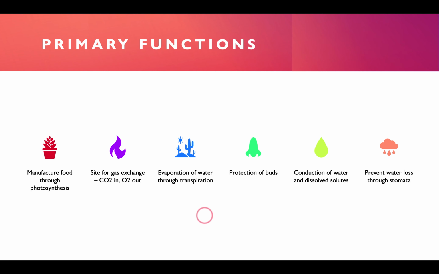So what are the functions of leaves? We separate the functions into two: the primary functions and the secondary functions. For the primary functions, leaves perform three main functions: manufacture of food, interchange of gases between the atmosphere and the plant body, and evaporation of water. But in addition, leaves also function in the protection of buds, conduction of water and dissolved solutes, and preventing water loss in the entire plant through opening and closing of the stomata.